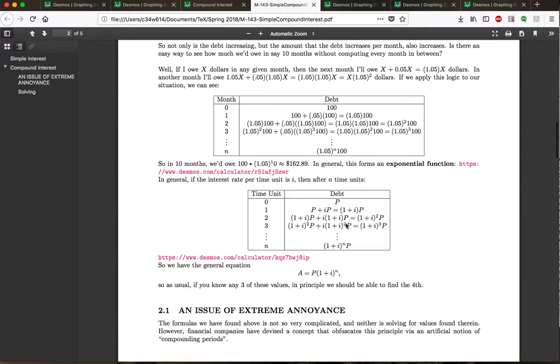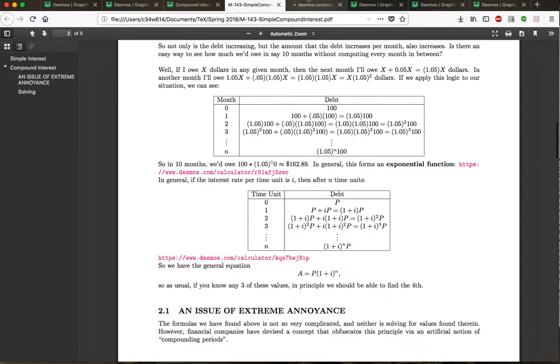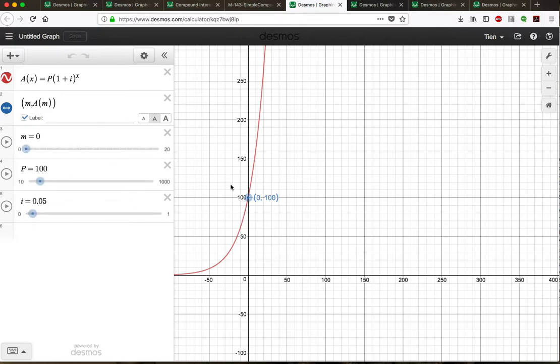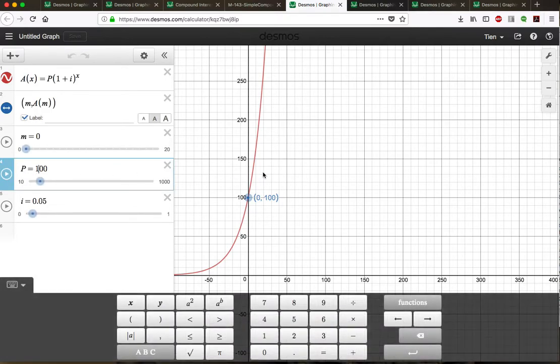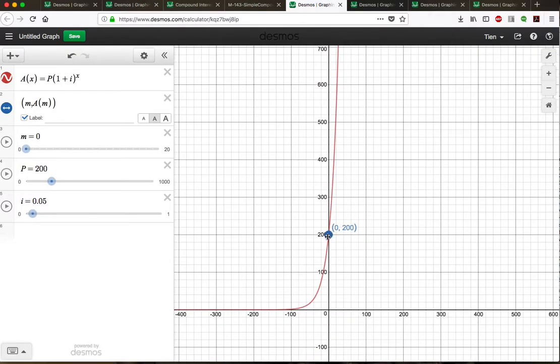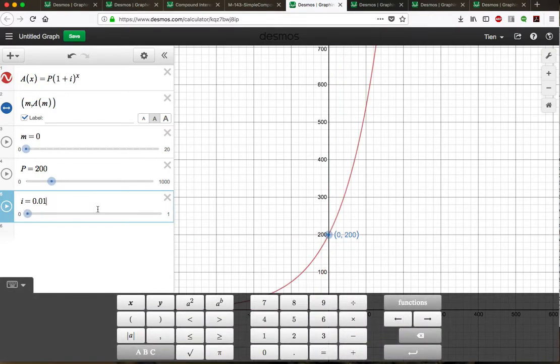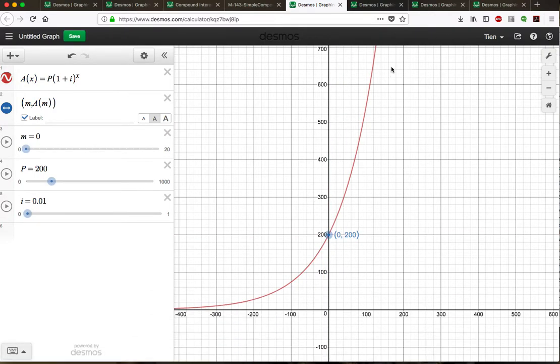And just like before, we can generalize this. If you borrow P dollars and you get charged I rate per whatever time unit, then in N time units, this is how much money you owe. A is equal to P times 1 plus I to the N. And again, we could see some generalization of that here. So if I change it to 200, then not only do I owe more initially, but that rate also goes up faster. If I change the rate, it goes up slower, but you can see it still builds pretty high.